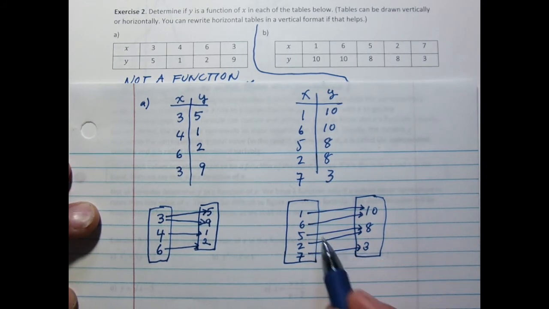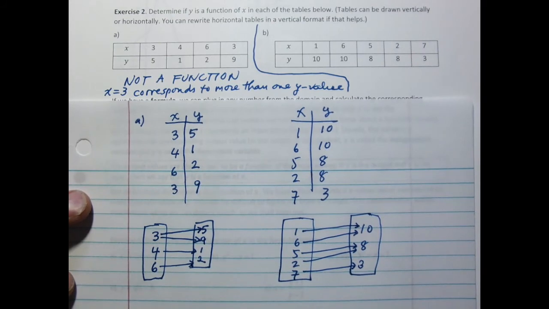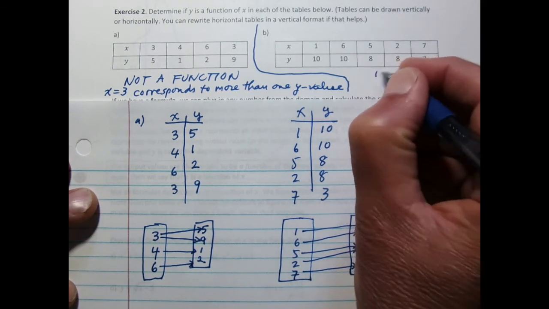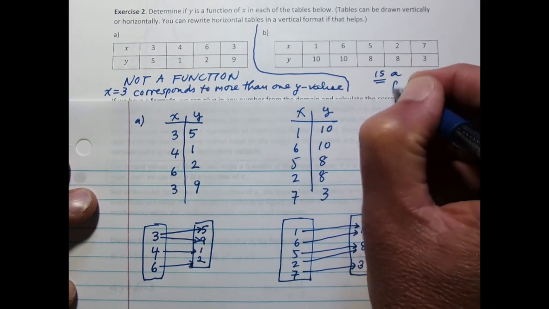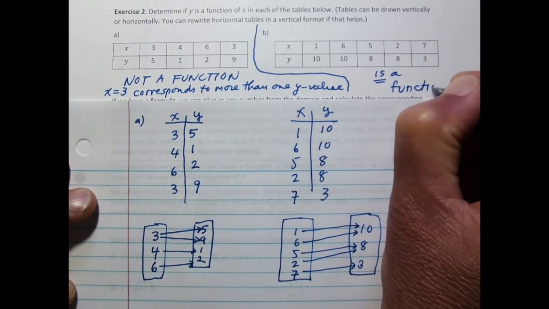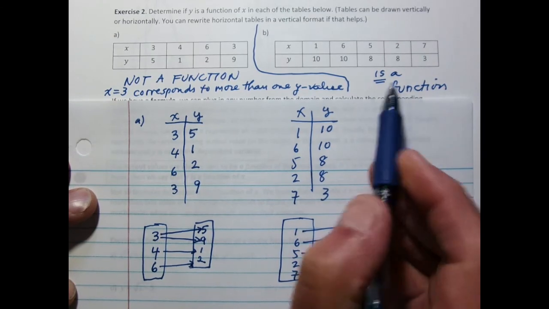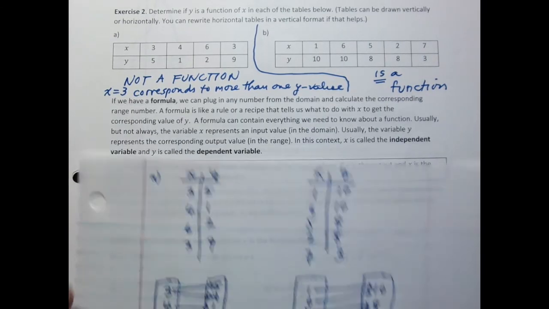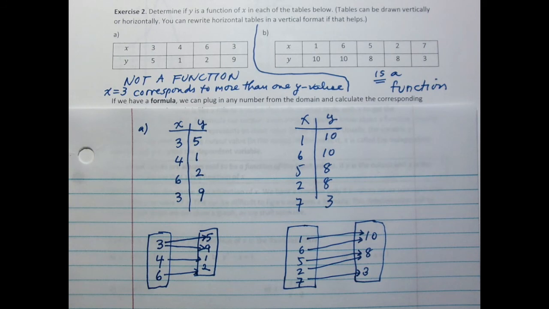Now, when I look at these arrows, there's only one arrow starting at each input value, at each domain value, at each x value. Those all mean the same thing. So example B is a function. This is a function. So y is a function of x in that situation. So we're going to continue this handout in the next video.